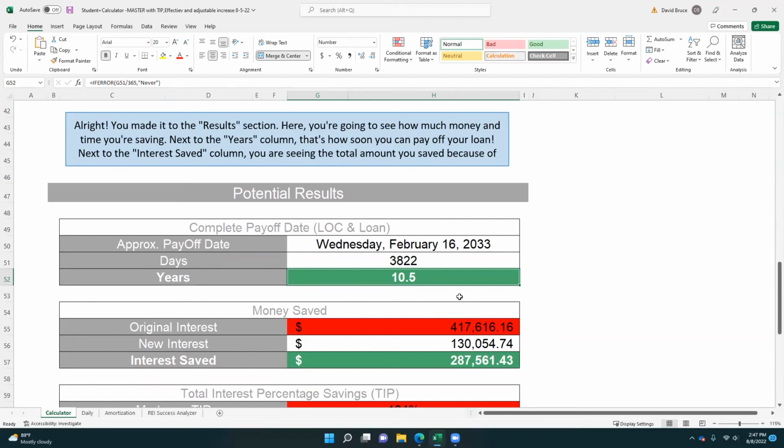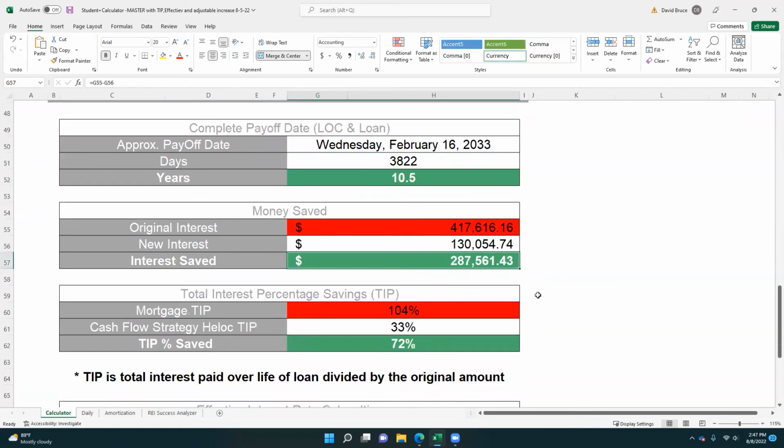Now, here's the thing. The math is going to change on this for everybody. Everybody's different: the size of the chunks, the amount of income and expenses you have. So this is why you really need to be able to use this calculator and have one of our consultants make sure that we're using the right numbers, so we're projecting that you're going to get the right results. So here at the 10.5 years, we're saving $287,000.